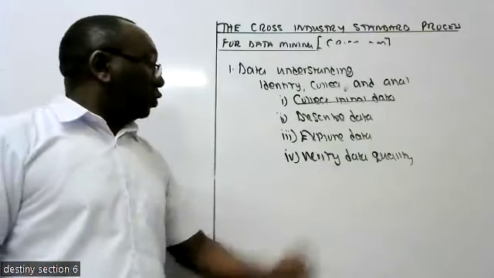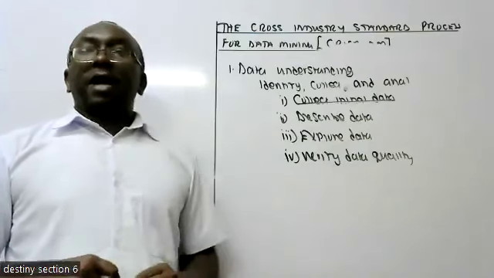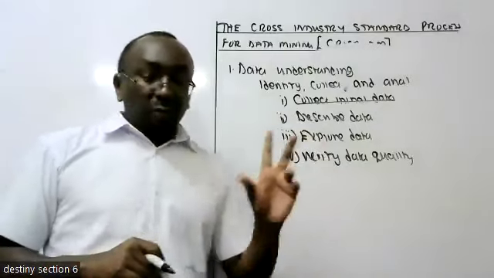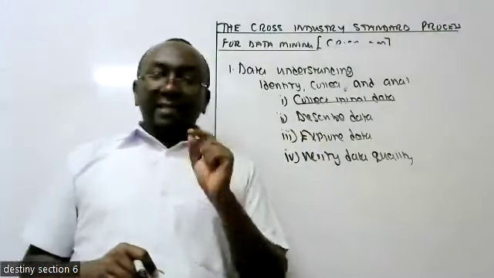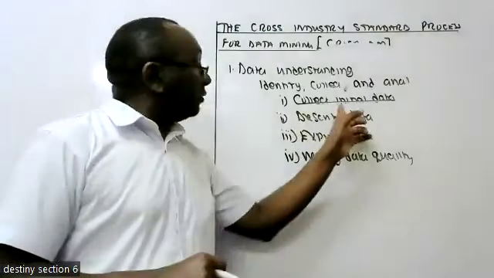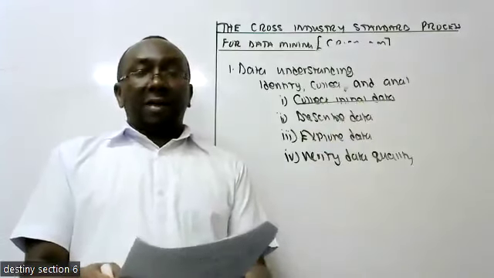And then you do what we call verify data. And verifying data, again, if you did QA, it is a step that we do to ensure that this data is genuine. For example, at this stage of collecting data, what happens? Tunatengeneza questionnaires if we are collecting the primary data.